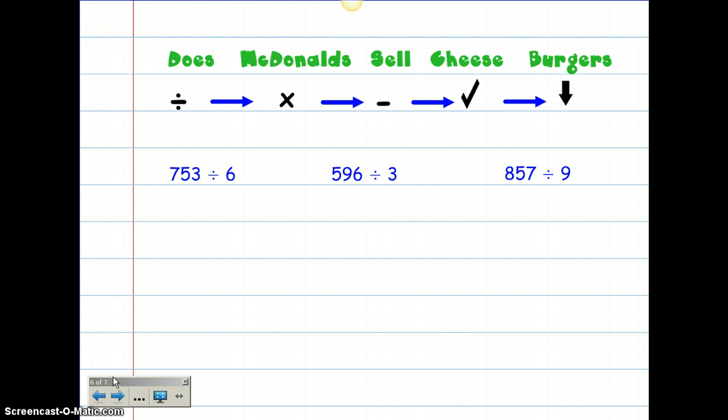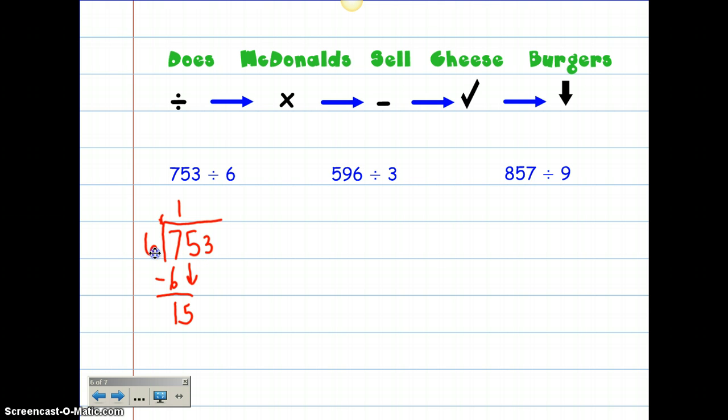Next, we have some division problems to practice. Remember, does McDonald's sell cheeseburgers? So, I have 753, and it's going to be divided by 6. So, divide. How many times does 6 go into 7? That would be 1. Then you multiply. 6 times 1 is 6. Subtract. You subtract. 7 minus 6 is 1. Bring down burgers. That would be bring down the 5. Then we start all over again because we still have other numbers to bring down.